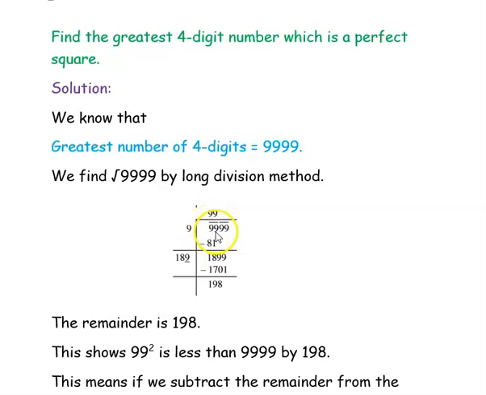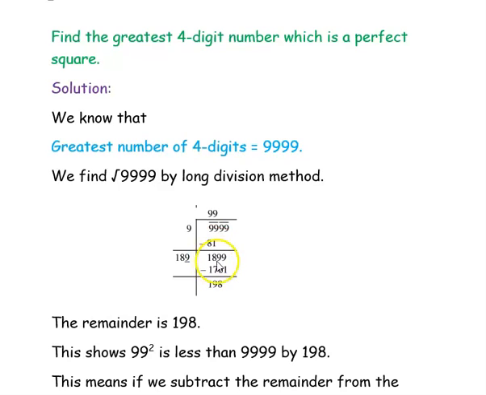In the second step, we have to consider the leftmost bar and find a number whose square is less than the number under the bar. We know that 9 into 9 is 9 square, and it is 81. So I have written 81 here. Now I am going to subtract 99 minus 81. So the answer is 18.